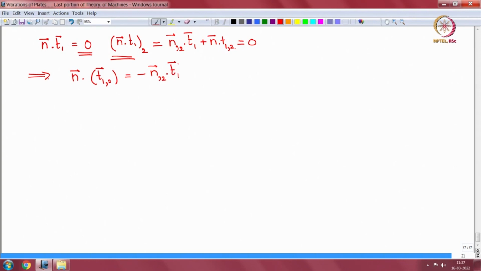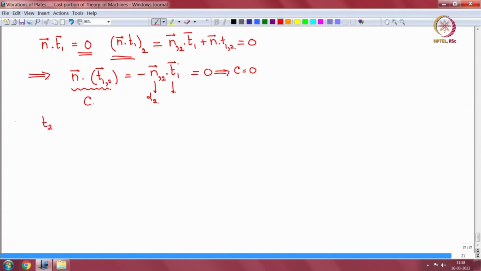Okay. Now this part is what we wanted as our C. You remember what C was, and then del n del alpha 2 lies in the alpha 2 direction, and T1 points in the alpha 1 direction, so this is equal to 0, which implies C is equal to 0. Okay.